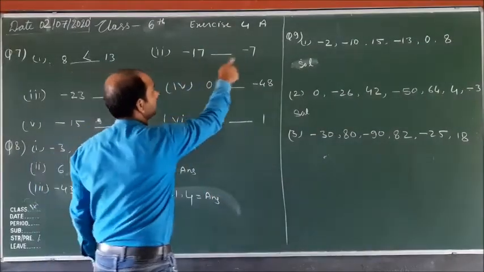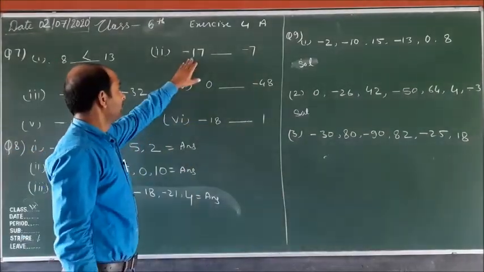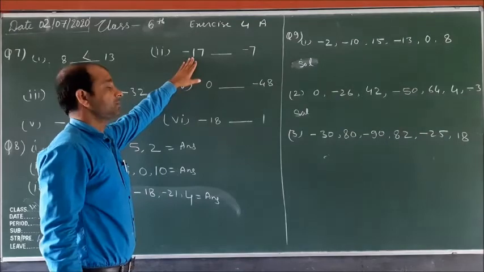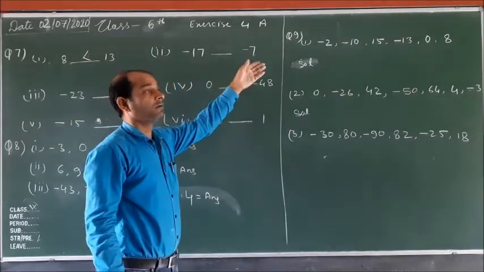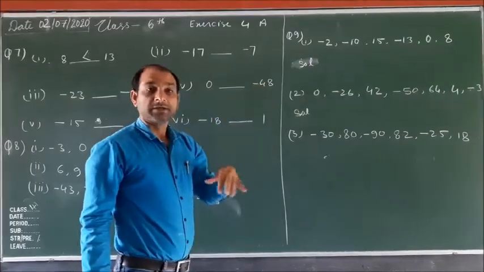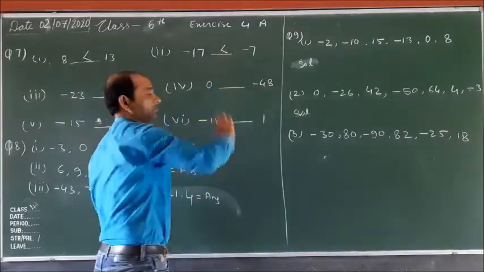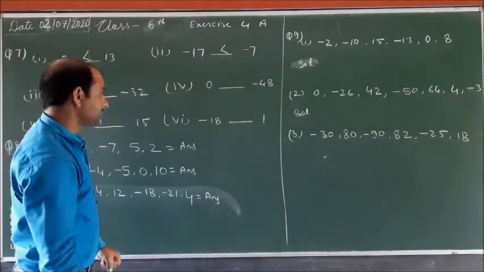Here both integers are negative integers. So minus 17 is smaller than minus 7. Minus 7 is greater.